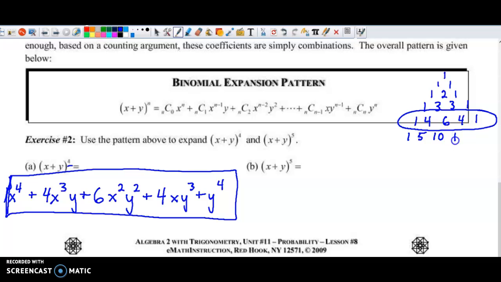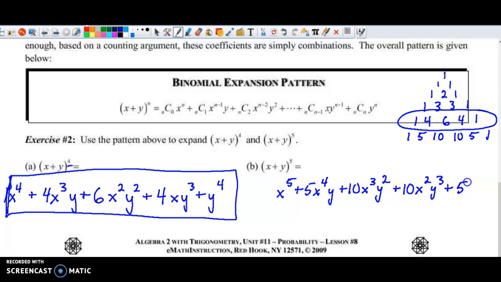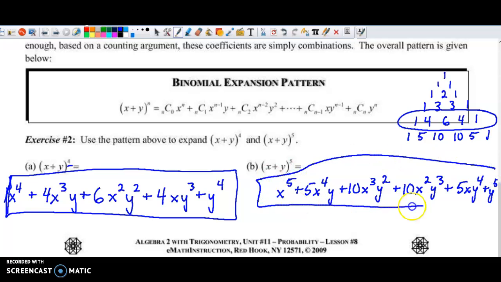1, 5, 10, 10, 5, 1. So this answer will be x to the 5th, 5x to the 4th y, 10x to the 3rd y squared, 10x squared y to the 3rd, 5xy to the 4th, and then 1, which you don't have to write down, y to the 5th. And that's the thing that's sort of interesting about this with Pascal's triangle. So let me just point out right here.